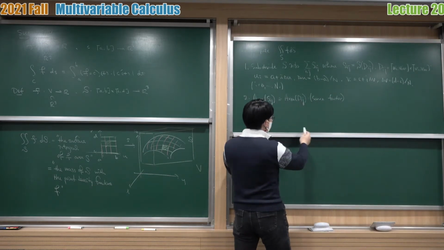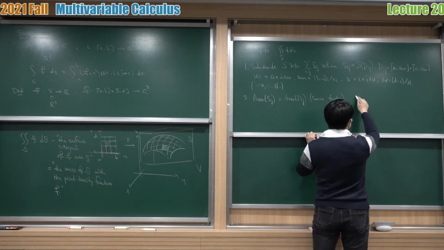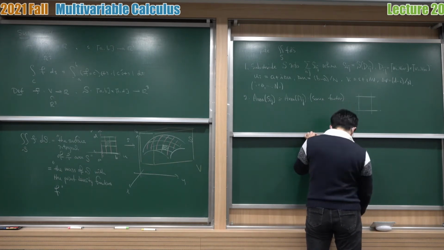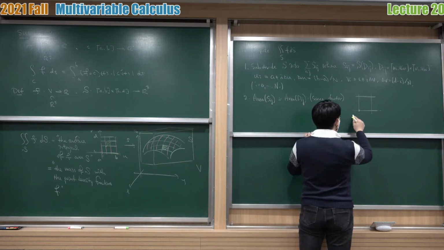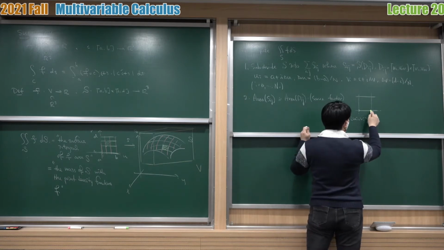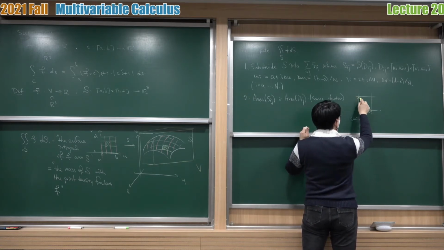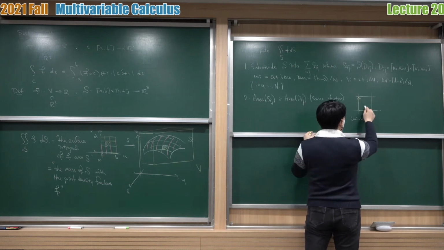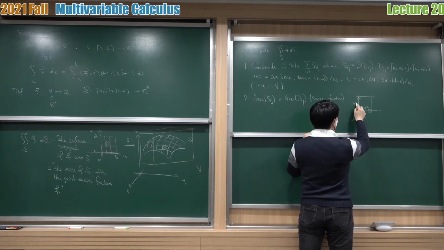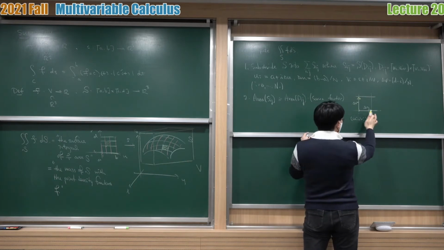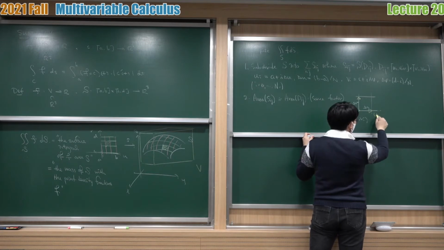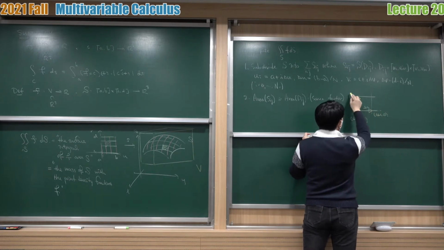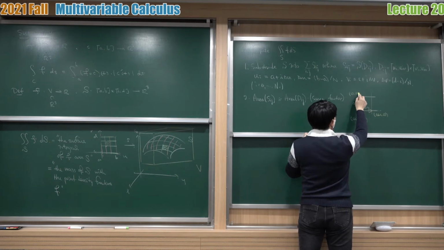Let me make a big picture of the small portion. Here is our ui, vj, and here is our vector. Okay, so I know that this length is delta u and this is delta v, and therefore this vector is what? Delta u, 0, and this is 0, delta v.